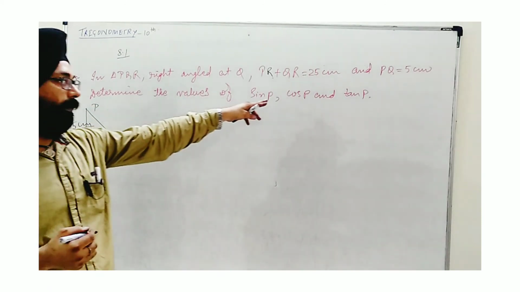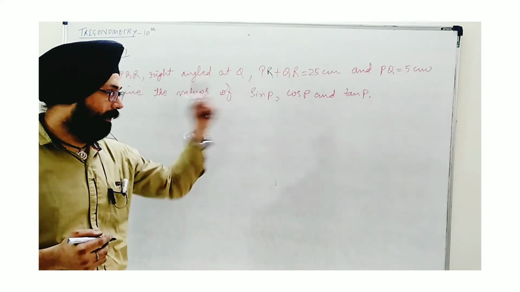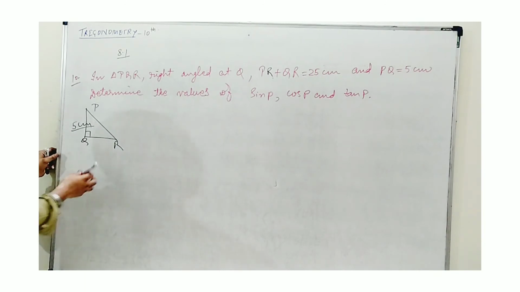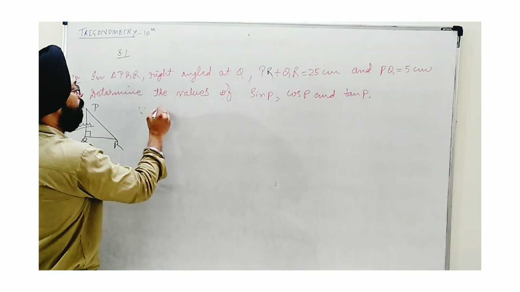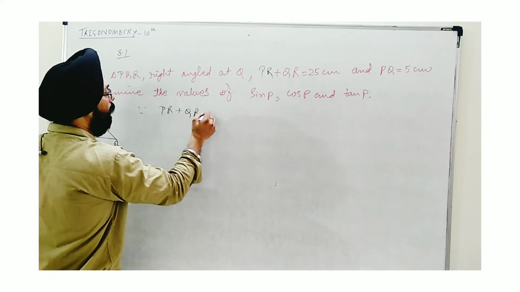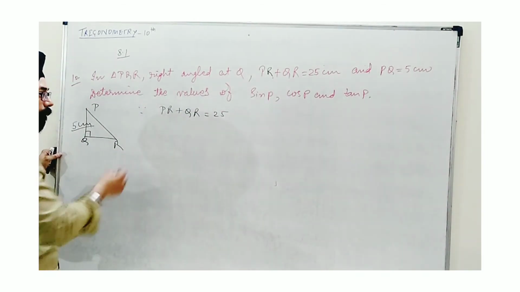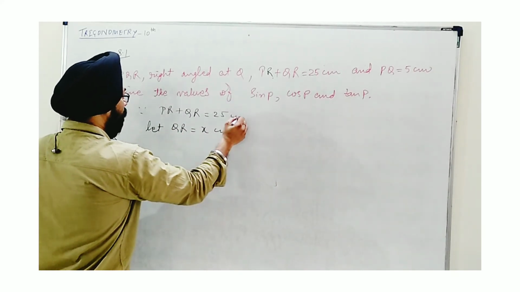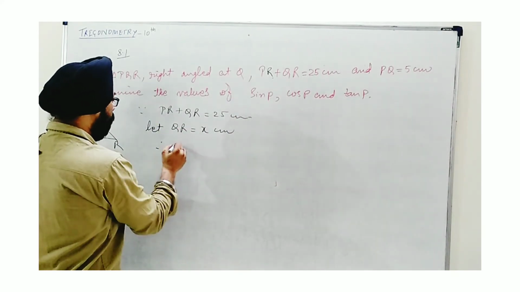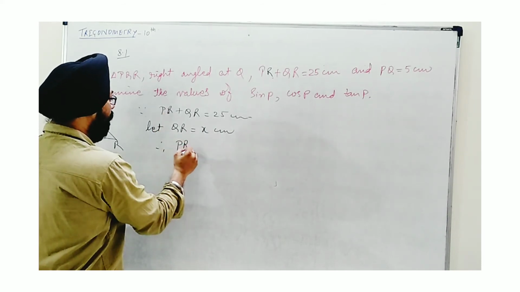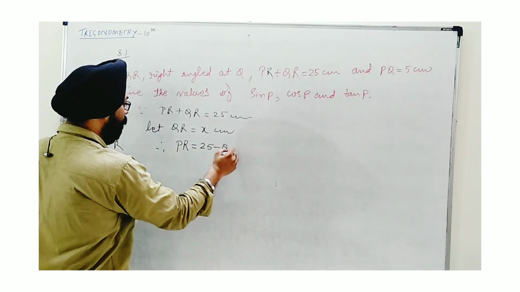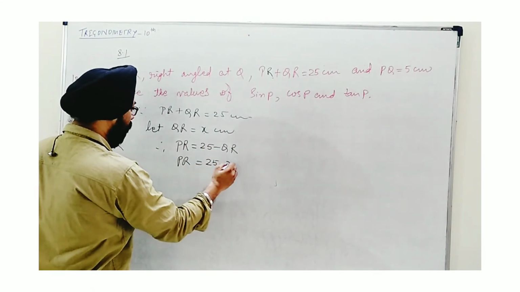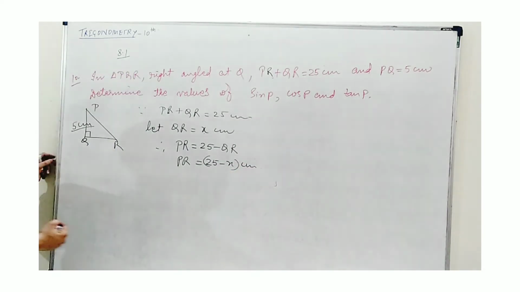Determine the values of sin P, cos P and tan P. Now, obviously, we need these trigonometric ratios, and for that we need all three sides separately. We are given one side only. We will see here, since PR plus QR is 25, for the moment I consider QR to be X. Therefore, from this relation, PR can be written as 25 minus QR, so putting the value of QR as X, we get 25 minus X centimeter.